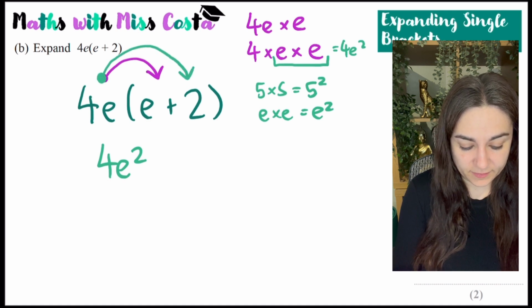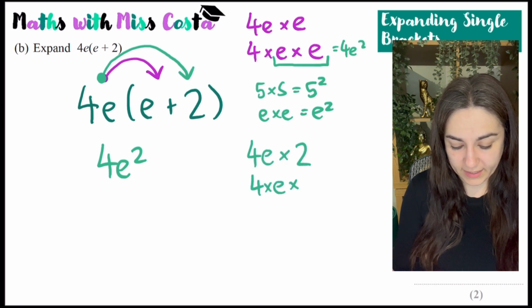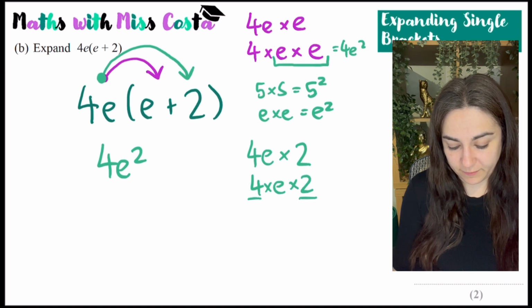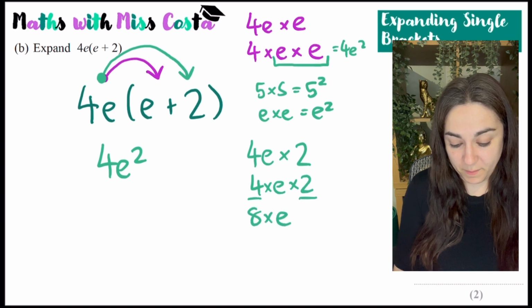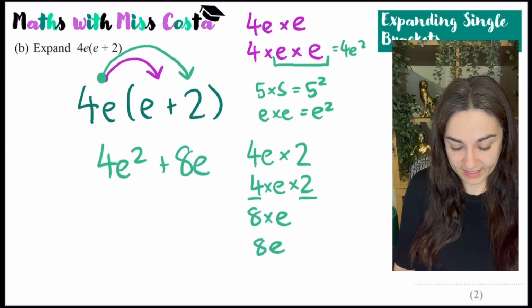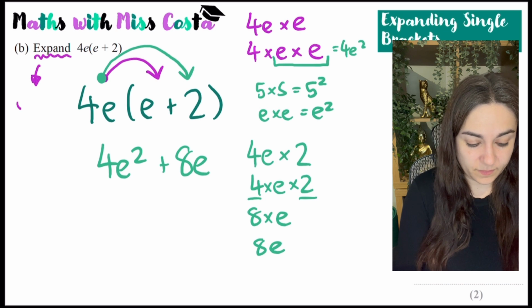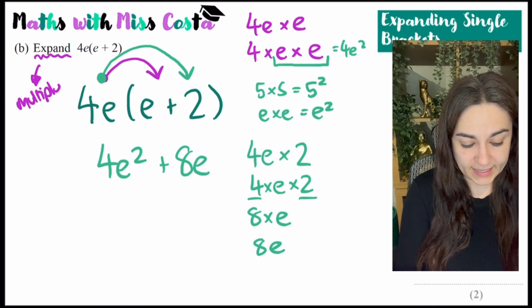And then I do the same thing. I multiply 4e by 2. So I can do my working out over here. I'm doing 4e times by 2, so 4 times e times 2. I multiply the numbers together: 8 times e, which becomes 8e. Okay, so expand. That word, we need to know what it means, and it just means multiply out the bracket.